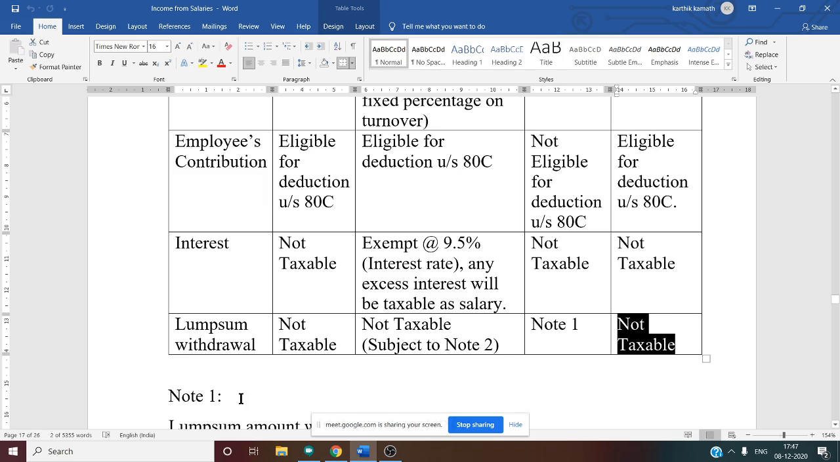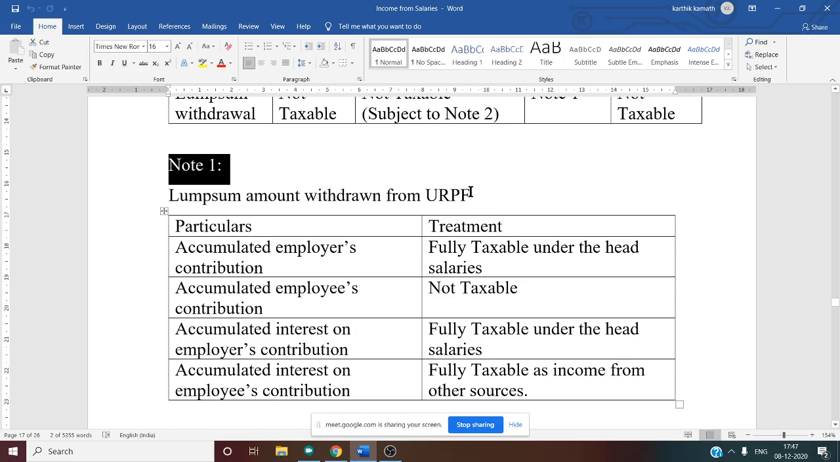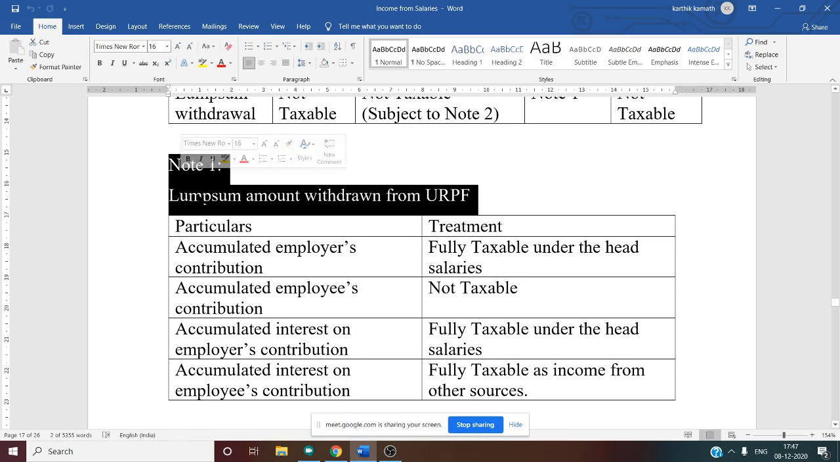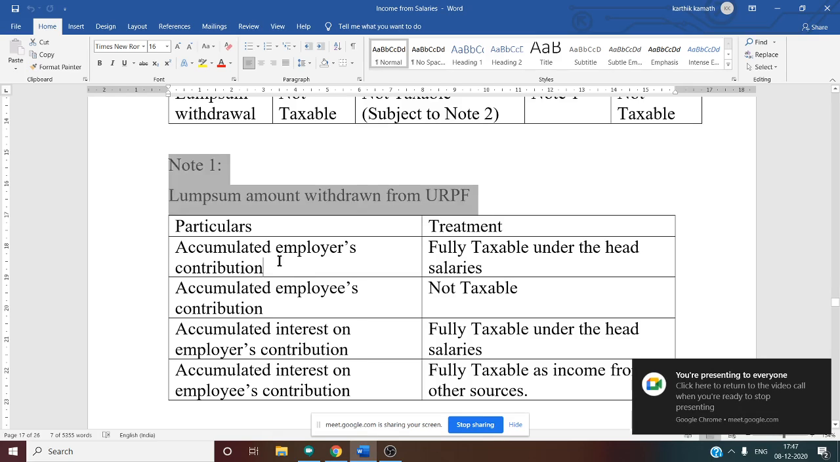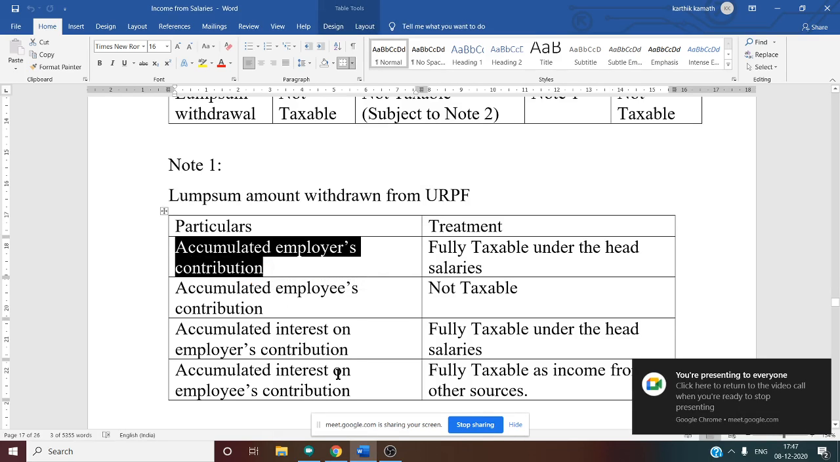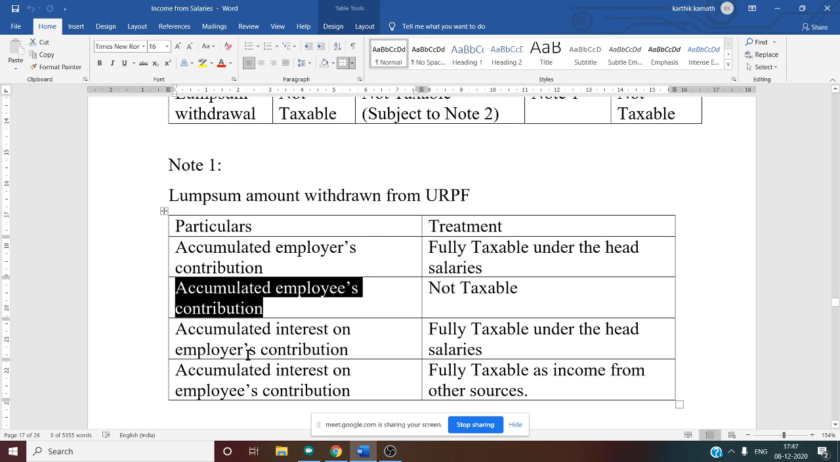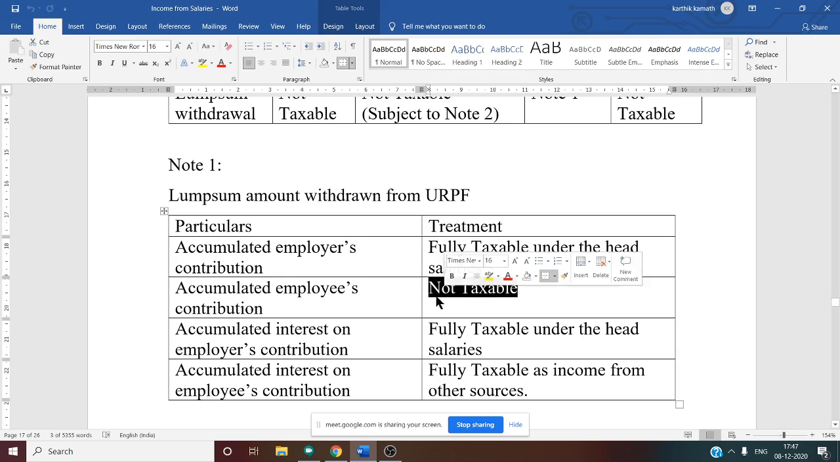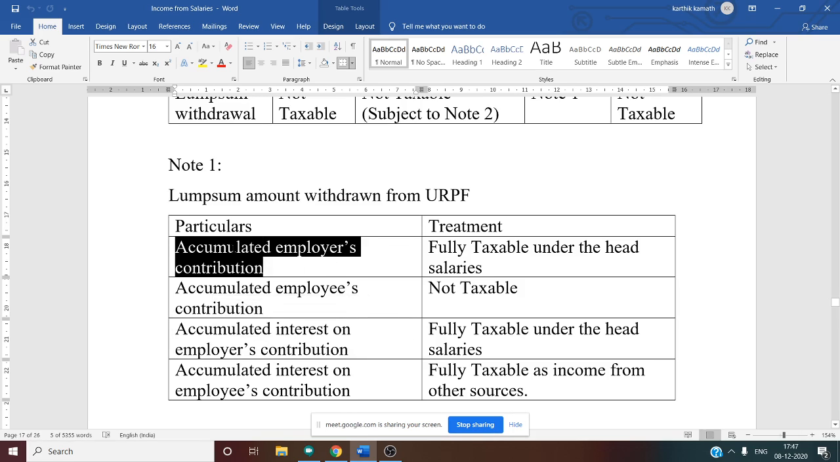Now, note 1 is for URPF. What is this? Lump sum amount withdrawn from URPF. So now there are various cases we have to see. Accumulated employer's contribution is fully taxable under the head salary. So you have to take this amount for salary. Accumulated employee's contribution not taxable. Then accumulated interest on employer's contribution. Suppose employer's contribution total is 5 lakh.